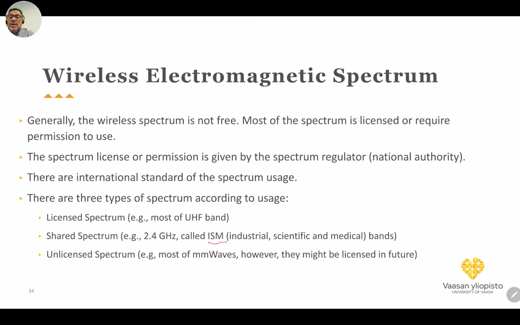Okay, and finally we have unlicensed spectrum. It means that it is not license free. It is free till now, actually, but you still need to get permission from the regulator, because it has not been licensed yet, but it is expected that it will be licensed in the future. So most of the millimeter waves, for example above 50 gigahertz, are not licensed yet, but it doesn't mean that they are free for usage where you just install your system. Most countries put a condition that you need to have permission from the regulator to use this unlicensed spectrum.